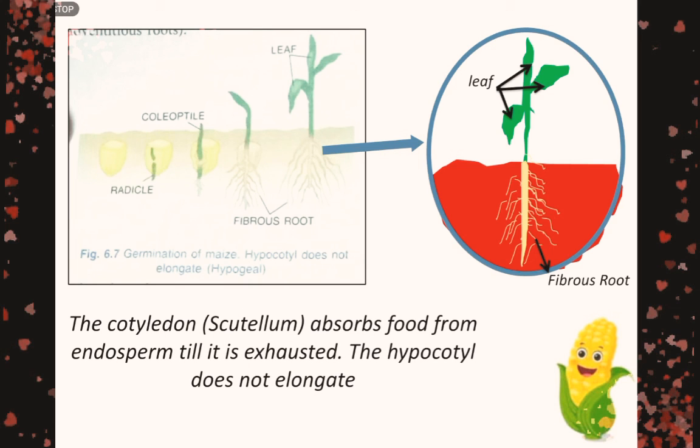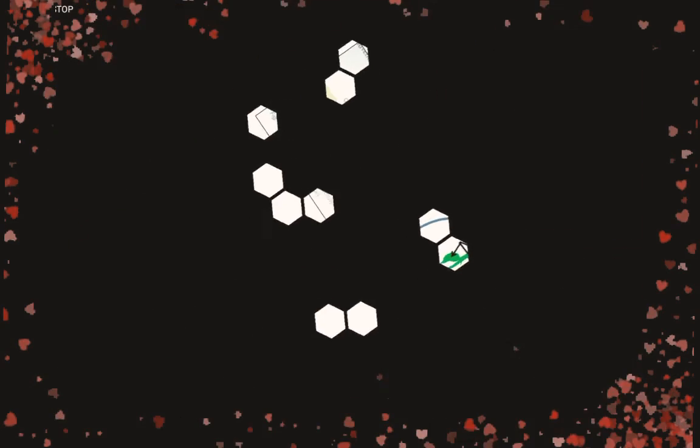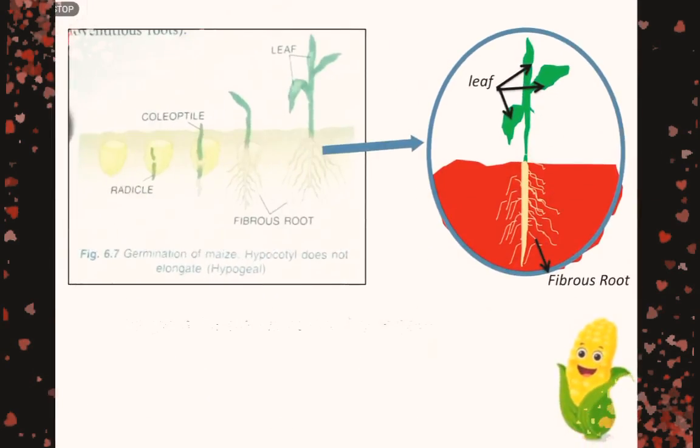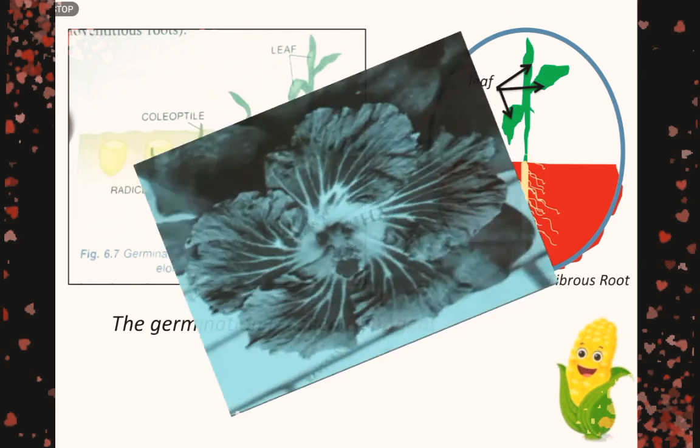The cotyledon, scutellum, absorbs food from the endosperm till it is exhausted. The hypocotyl does not elongate. This germination is called hypogeal germination, where the cotyledons remain underground.